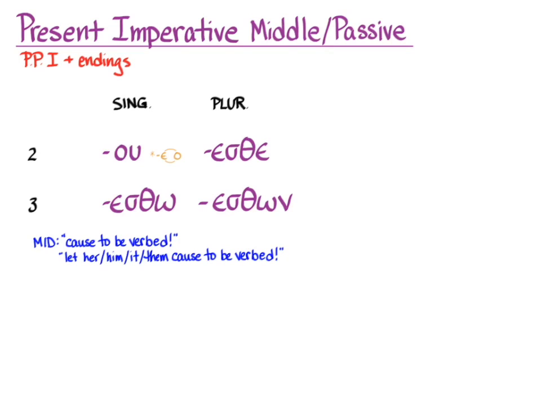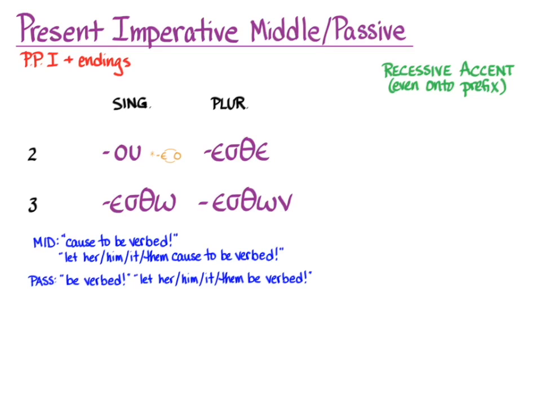The default translation in the middle is cause to be verbed in the second person singular, or of course the imperative of whatever the special middle meaning is of the verb you happen to be dealing with, or let him, her, it, them cause to be verbed in the third person. In the passive, it's going to be be verbed, or let them be verbed, or let him be verbed, or let her be verbed, or let it be verbed in the third person.